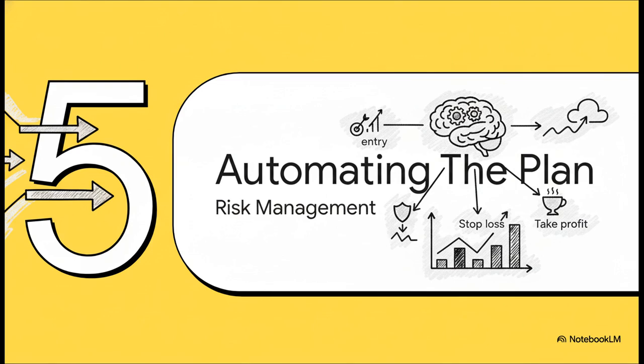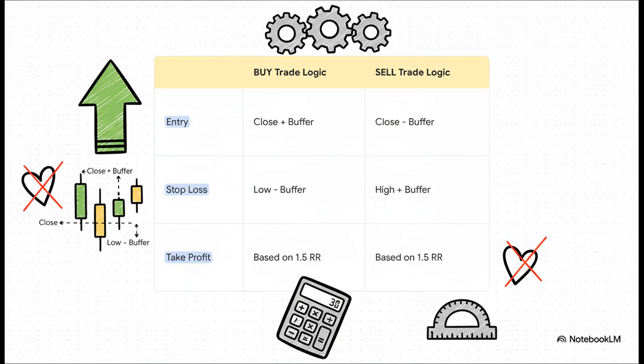But wait, getting the signal is only half the story, right? A truly automated system doesn't just tell you when to get in, it tells you what to do next. So the second those 4 conditions are met, the indicator's job isn't over. It immediately lays out the entire trade plan for you. And this table just lays it all out, plain and simple. Look at this logic. For a buy trade, the entry is the closing price, plus a tiny little buffer. The stop loss is the candle's low, minus a similar buffer. And the take profit is automatically calculated based on a fixed 1.5 risk-to-reward ratio. It's just pure, emotionless math.